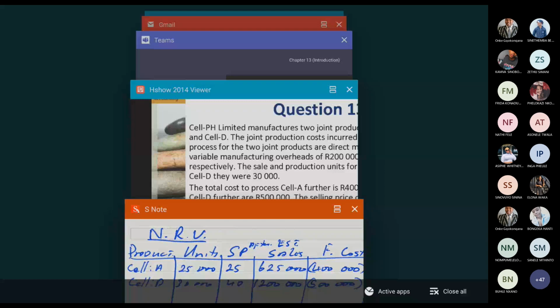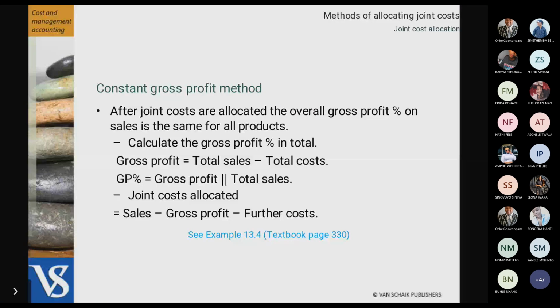Then the fourth one is the constant gross profit method. That's another method that we have because we said that we are using this to calculate the profit. So what about coming up with a method that is going to rely on the profit that we're using? So the understanding on this method is this: since our production, our units are from the same joint cost, we suppose to have this constant gross profit. Hence we come up with this method.